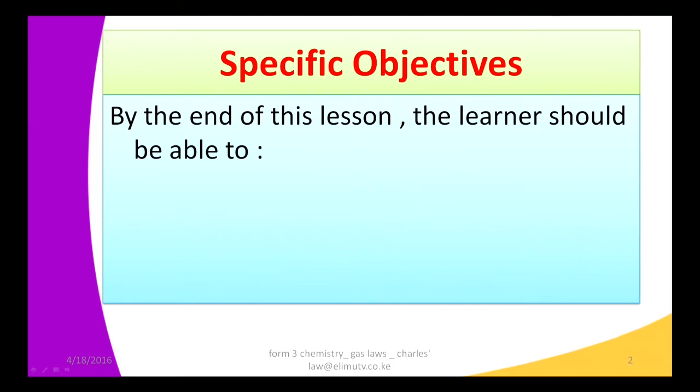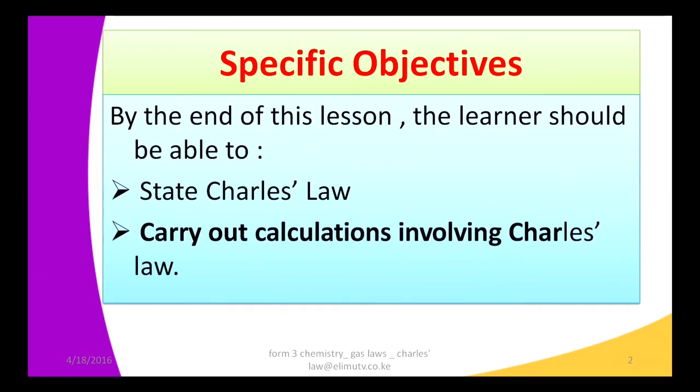So before we start our lesson, let's look at the specific objectives that we aim at achieving. By the end of this lesson, the learner should be able to state Charles' law, then carry out calculations involving Charles' law, so that once we finish this lesson, we should be able to do this too.